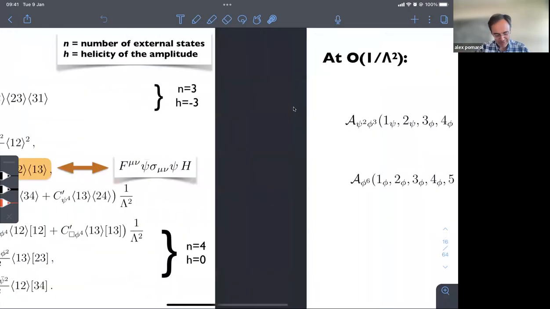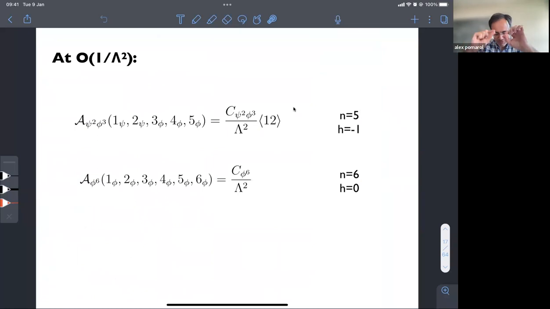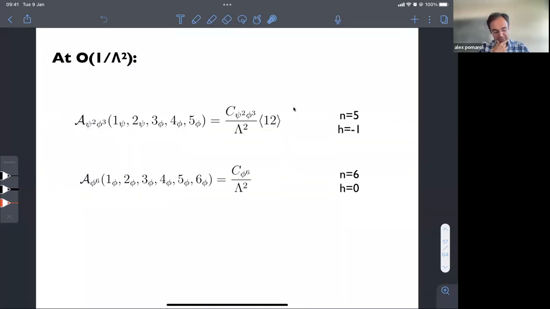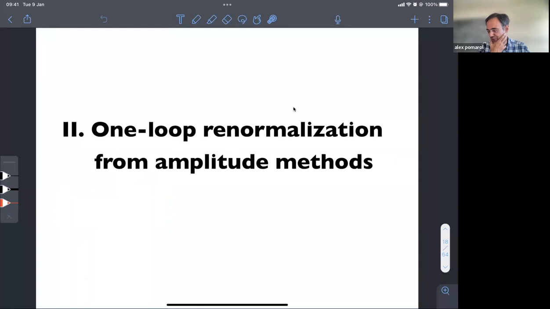Even if you don't know anything, what you are doing is just putting angle or square brackets and trying to put the states into them in a consistent way. So I don't know if it's more clear, because now I go to loops. I don't know if there are questions.